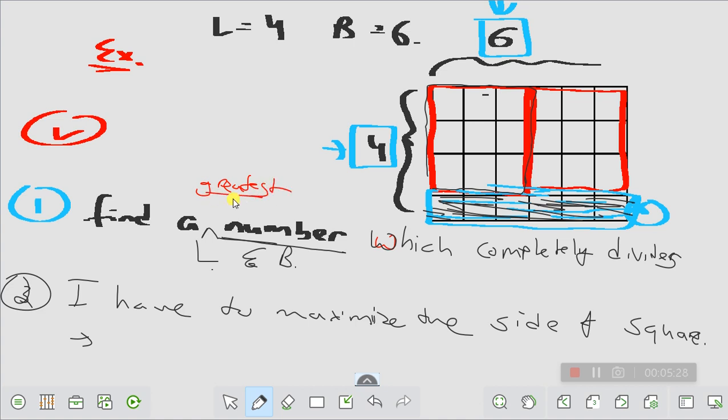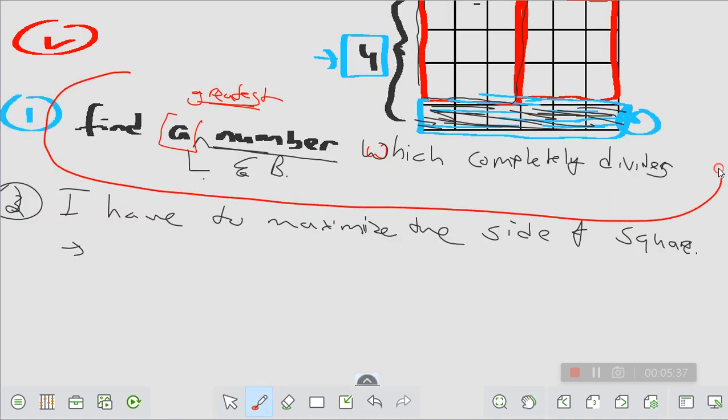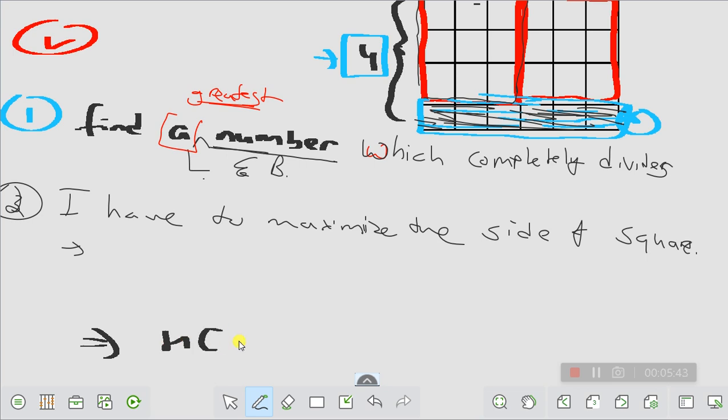Find the greatest number which completely divides L and B. If you notice this line carefully, you will find that this line is nothing but saying, hey, can you find the HCF or GCD of length and breadth, isn't it?